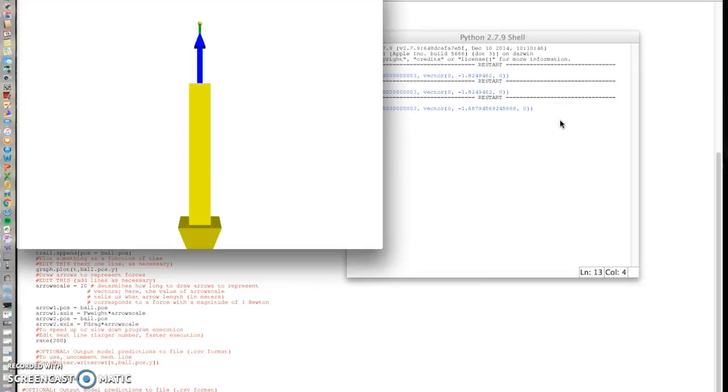When we run this model, the ball again moves in the negative y direction, but there are two force arrows. The yellow weight force arrow as before, but also a blue arrow in the positive y direction showing the drag force. As time and velocity increase, the drag force becomes larger.